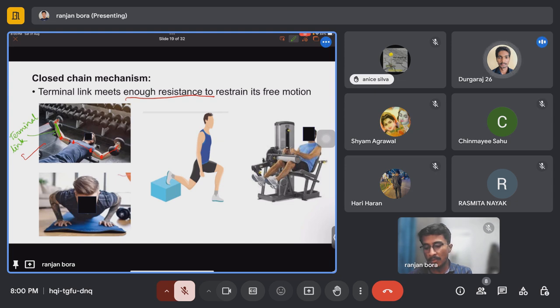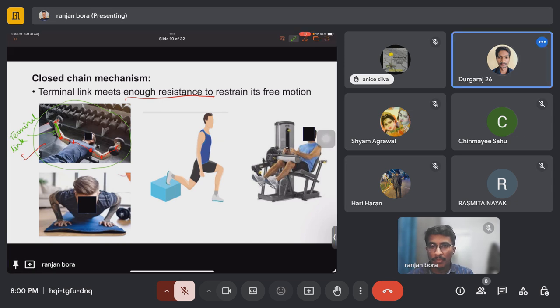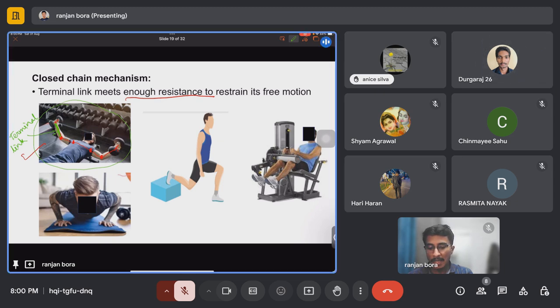So what is the example of this, open chain or closed chain? Open chain. Yeah, it is an open chain. Now coming to this, will it be an open chain or closed chain? Can you say?